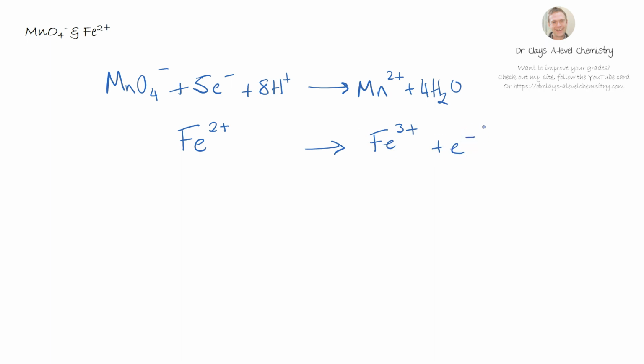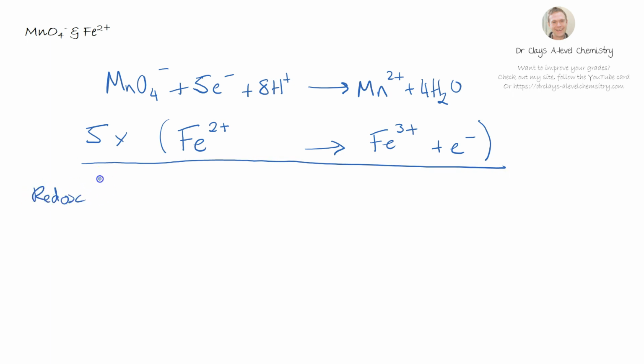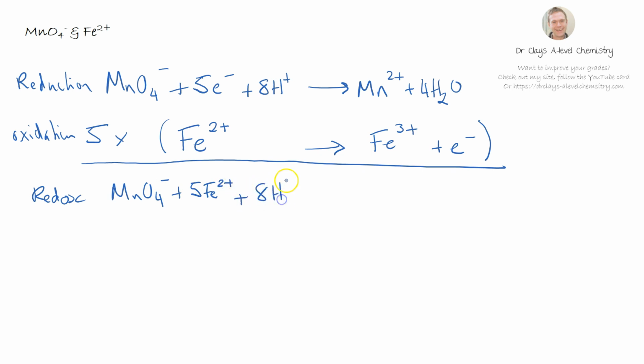Now to balance these up and make a full redox equation, we multiply up to get a common number of electrons, then add the two reactions together to cancel the electrons. So our total redox equation, made up from the reduction and the oxidation, we get MnO4- plus 5 Fe2+, because we multiplied this one by 5, plus 8 H+. We've now cancelled the electrons, so we don't need to include these in the full equation.